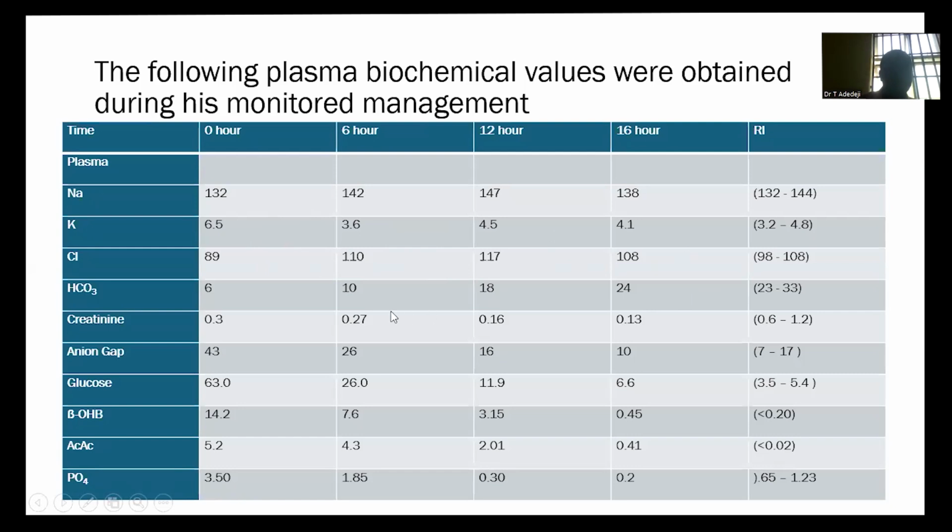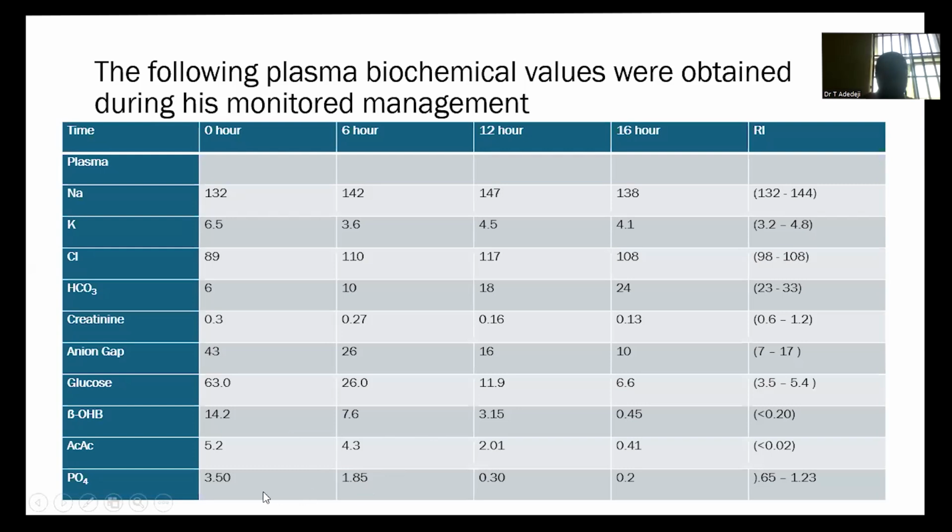The bicarbonate also was low, which depicts the ketoacidosis or metabolic acidosis. We could see that the anion gap was initially high, which shows a high anion gap, hyperkalemic metabolic acidosis. We can see the glucose level also falling during the management period. And we can see the plasma ketones, beta-hydroxybutyrate and acetoacetate, were all falling as the management continued under insulin therapy and intravenous fluid.